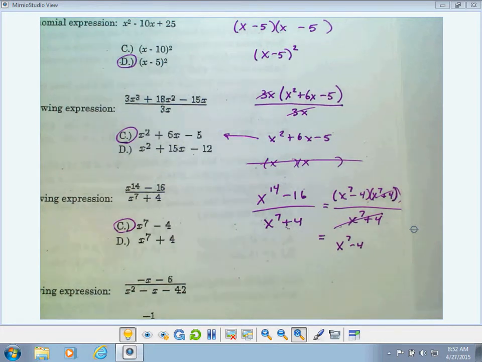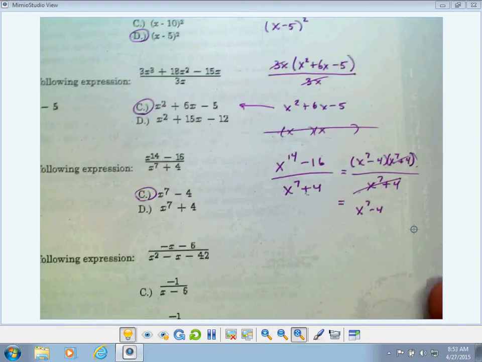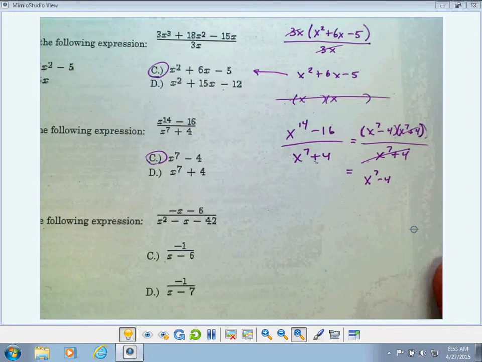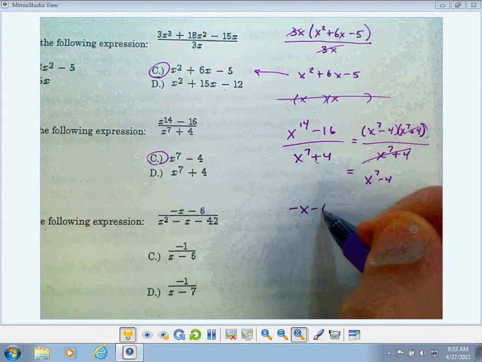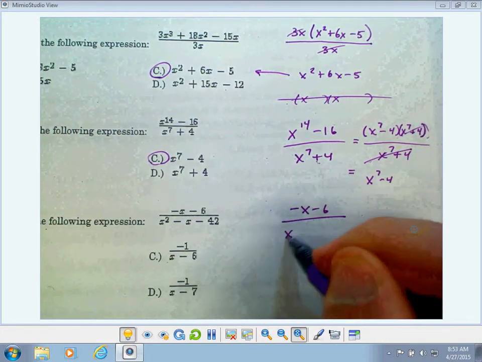So again, it looks tough until you realize that almost guaranteed something is going to cancel out, which is the whole point of factoring. It's called dividing a polynomial, but you're using factors to do it. Alright, let's take a look at the last one. So again, we have what looks to be a pretty complex problem, and we'll see if maybe there's some way to factor it out.